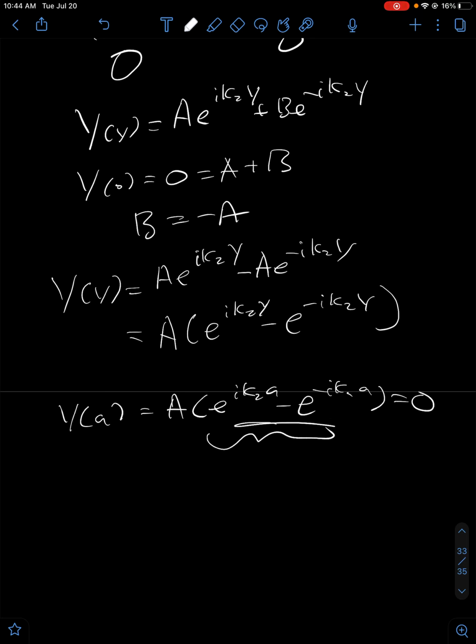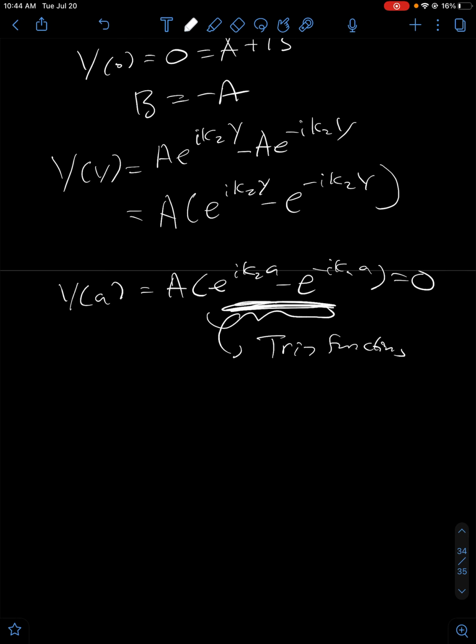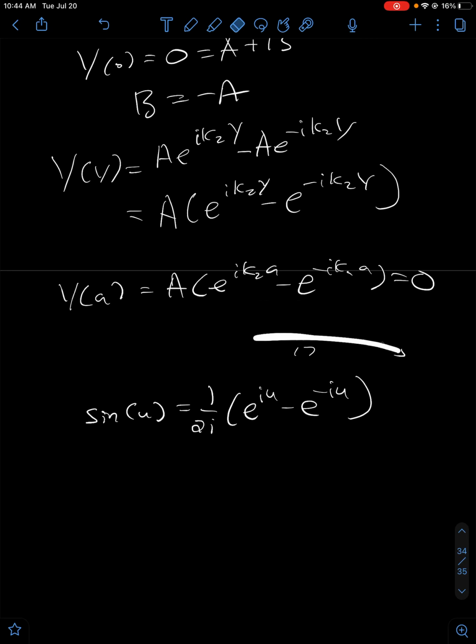So if we take this term and write it in terms of trig functions, this would be a bit easier to solve. We could do it in the exponential form, but it's much simpler if we reduce it down to a trig function. Note that sine of u equals 1 over 2i times e to the iu minus e to the minus iu. That's the definition of sine. And the inside term looks strikingly similar to this term over here.